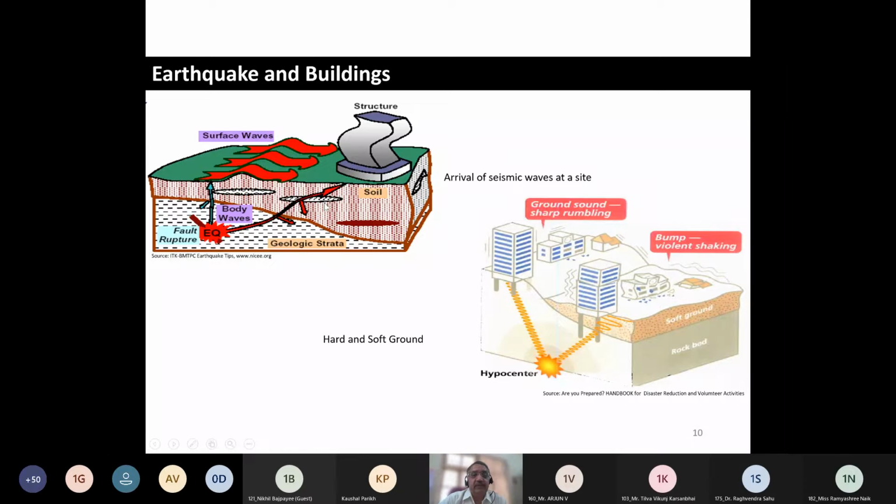And when they travel within the earth's interior, depending on the soil conditions, the seismic waves get amplified. As you can see in the right-hand side picture, this is the hypocenter or source of the earthquake. It's a seismic wave, and when it passes through soft soil, the seismic waves get amplified. So the buildings located on soft soil without proper foundation details may experience heavier damage. Thus, earthquake waves travel hundreds of kilometers within the earth and a few kilometers through soft soil. So these waves get more amplified when they pass through soft soil, and structures may get damaged.